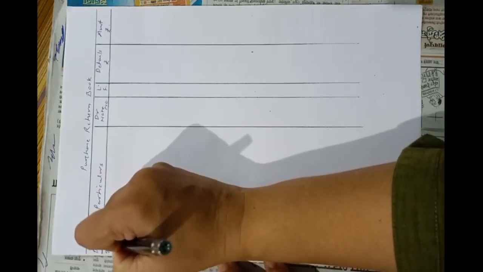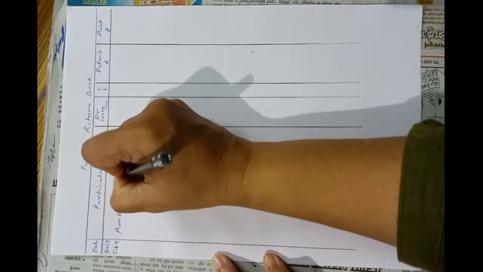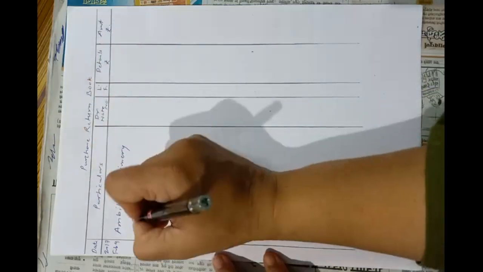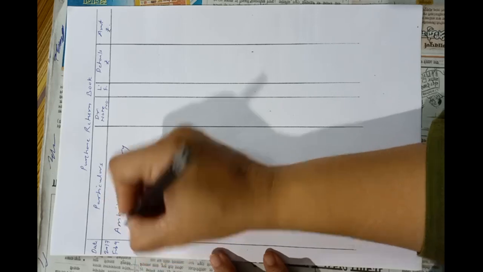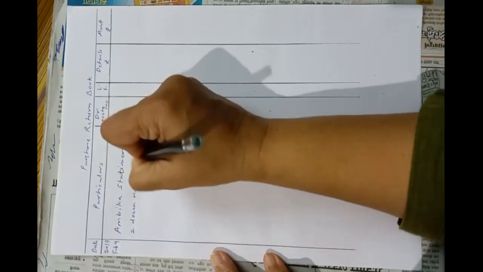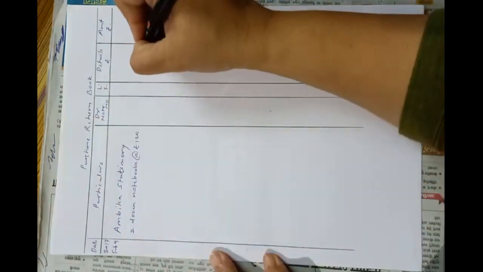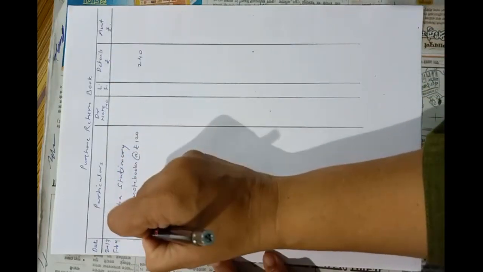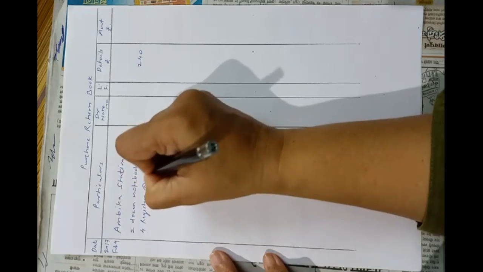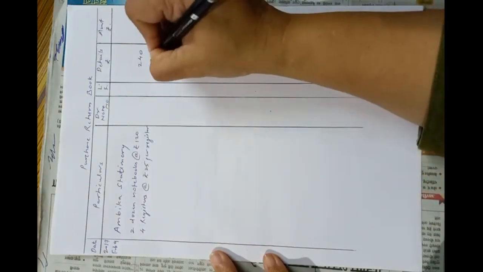February 9th, Ambika Stationery. Write the name of the party in slightly bigger letters so that it is clearly visible. Now I will write the details. 2 dozen notebooks at ₹120 per dozen, 120 into 2, that is 240. Then 4 registers at ₹25 per register. So 25 into 4, that is ₹100.